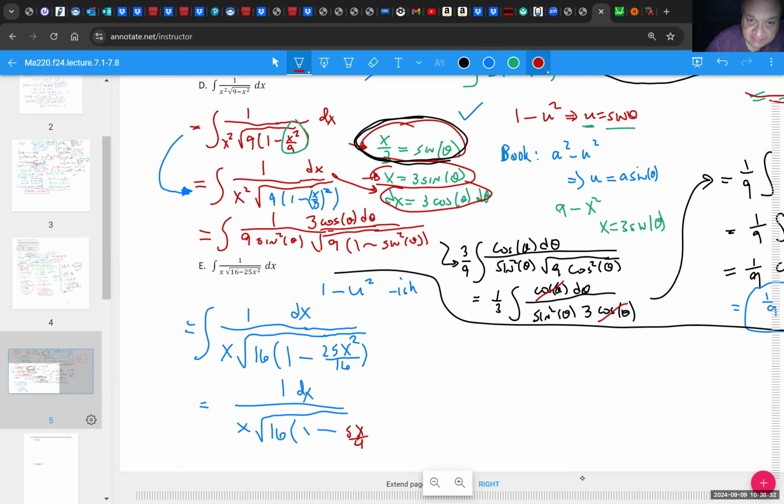That's supposed to be a 5. It's hard to see. 5x over 4 being squared. That's the thing being squared on the bottom. So that's my u right there. U squared is 5x over 4 being squared. So we have 1 minus u squared as long as we let u be this thing right over here, 5x over 4, right? But our substitution is u is equal to sine theta. So we just put these two together and get 5x over 4 is equal to sine theta.